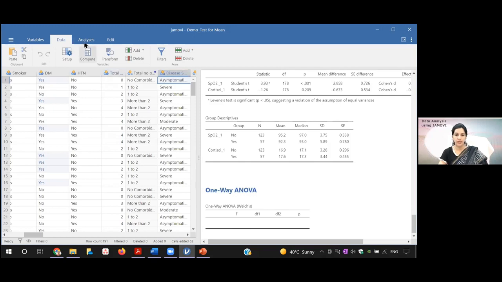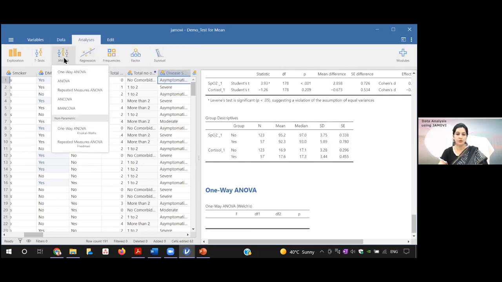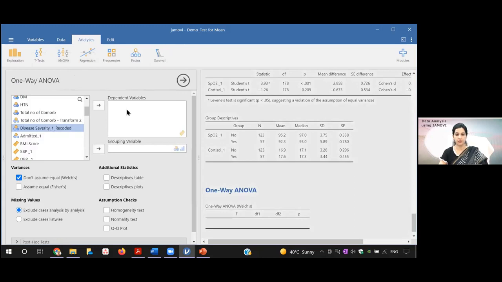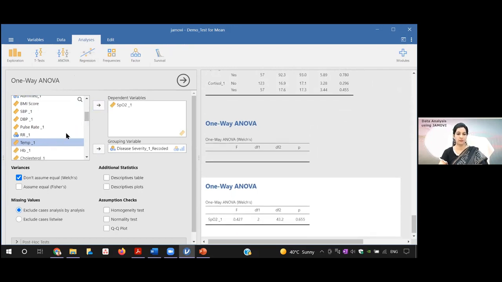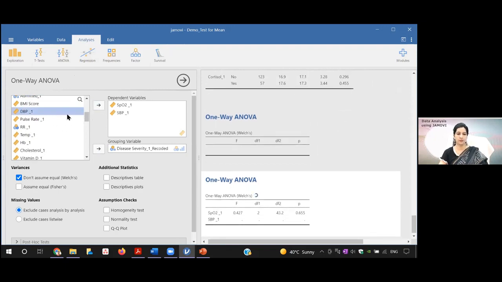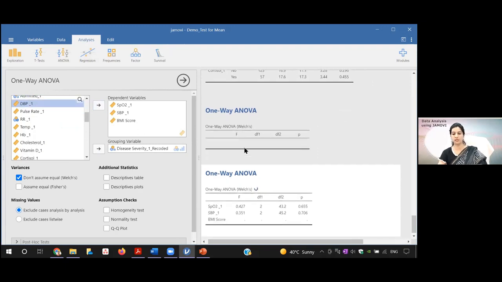So maybe I'll again go to analyze, ANOVA, one-way ANOVA. You can have the disease severity recoded, and then you can have values like SpO2. So SpO2, and I am taking the first value now because there are 2 SpO2, maybe SBP, systolic blood pressure, hemoglobin, BMI. So I may take the BMI score. So let's take the first 2 or 3 because then the look of the table will be very heavy. So first I'll explain with these 3 variables.